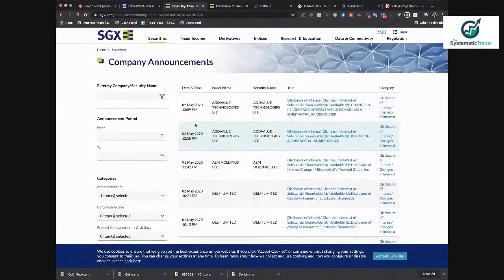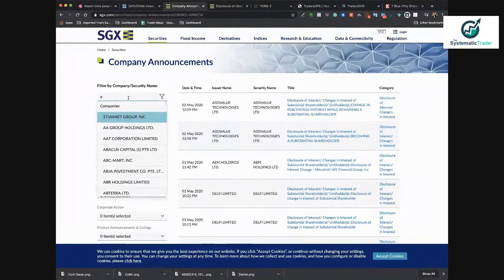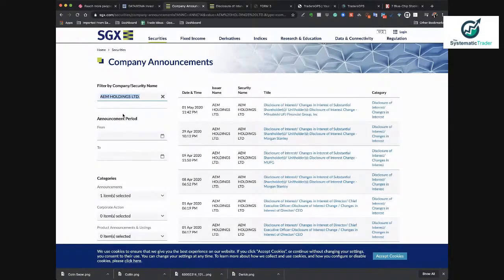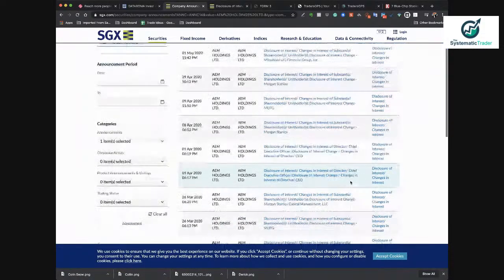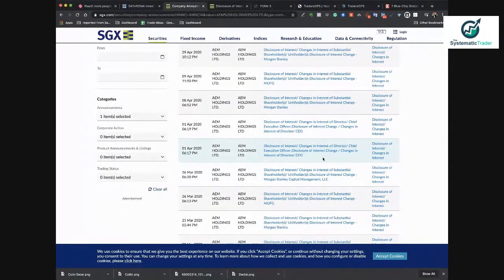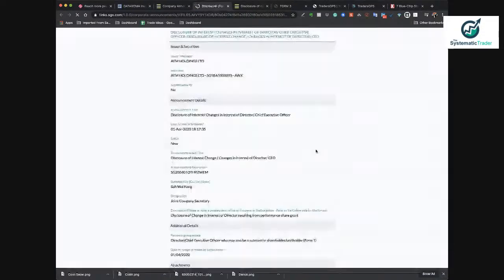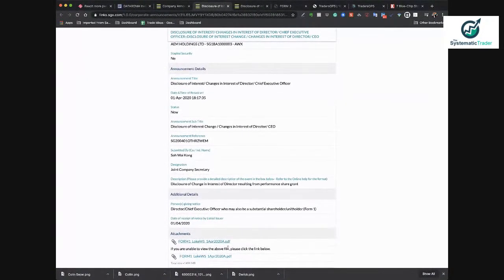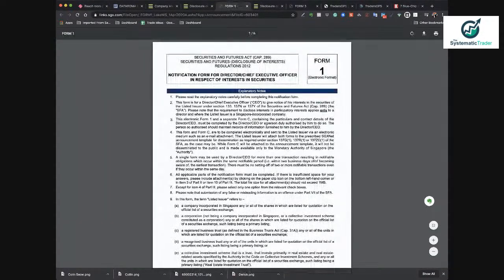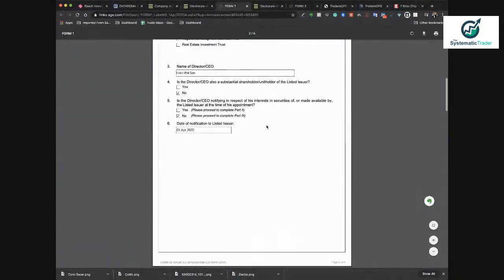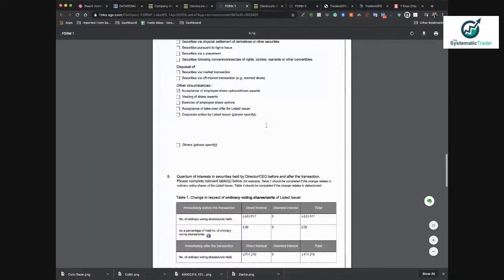Say, for example, you want to choose a particular stock. Let's say I want to look at AEM. What is the buying for AEM? I can see that they have actually been doing some buying. How do you know it's buying? You need to go inside to see. Let's say we have this change in interest in the CEO. The CEO, of course, is important, yes or no? You go down and check what their interest is, then scroll down and look at these two things.